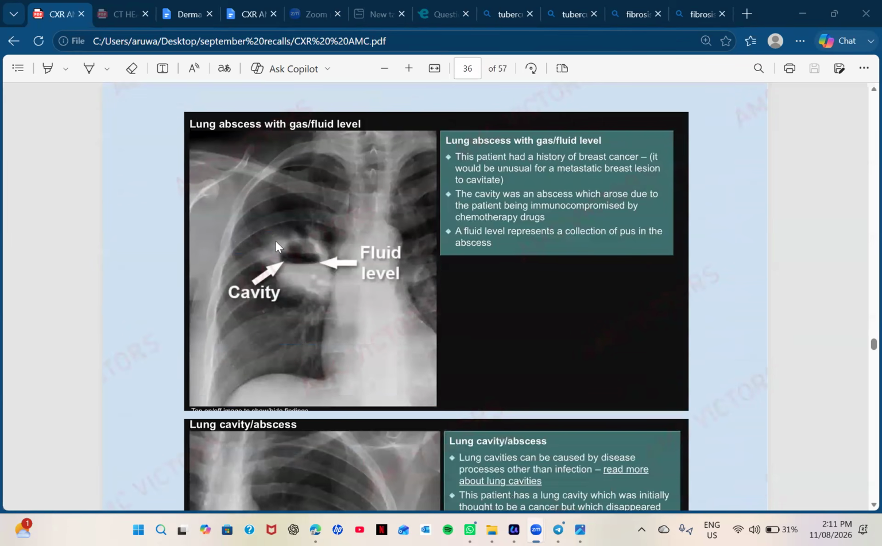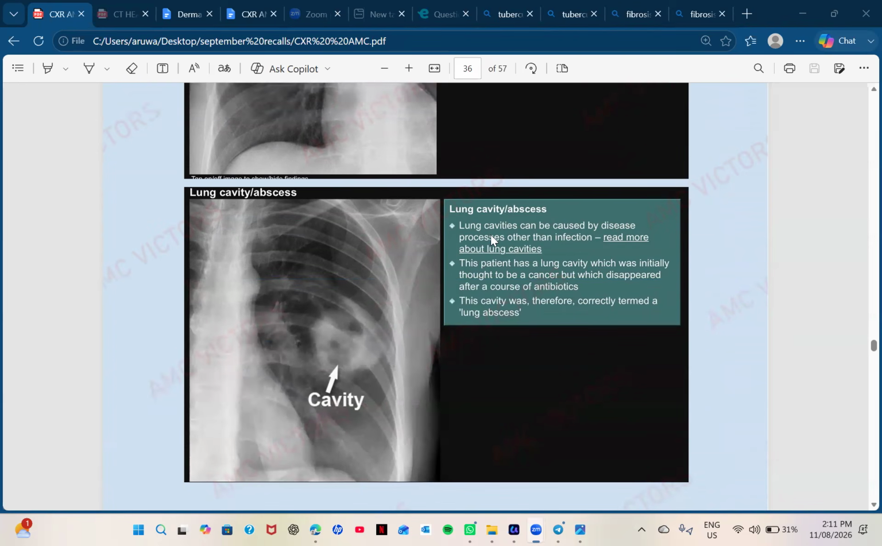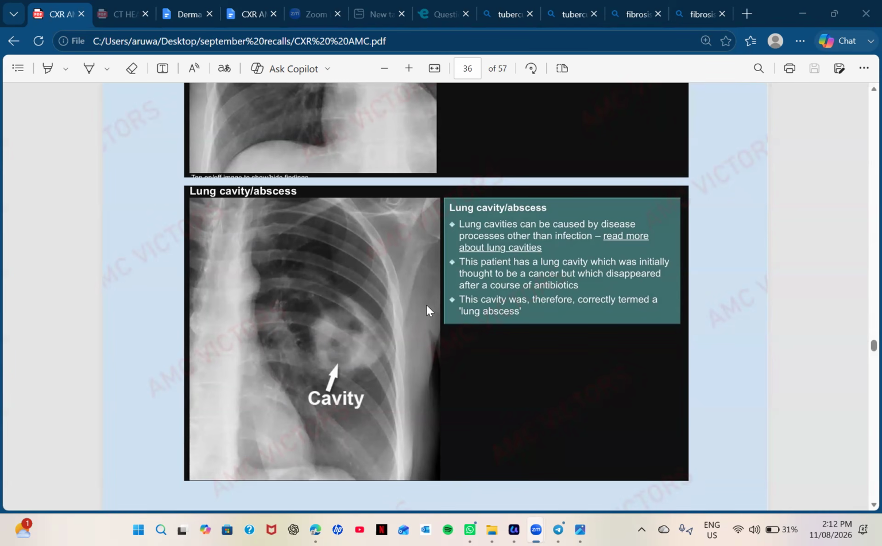Here, the lung abscess. Here, the fluid level and the cavity is here, right? Here, the lung cavity abscess. Lung cavities can be caused by disease processes other than infection. This patient has a lung cavity which was initially thought to be a cancer but which disappeared after a course of antibiotics, right? The cavity was therefore correctly termed a lung abscess.